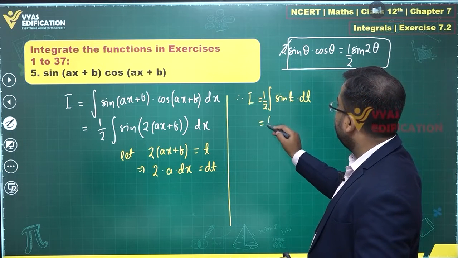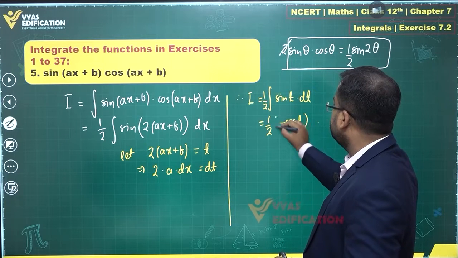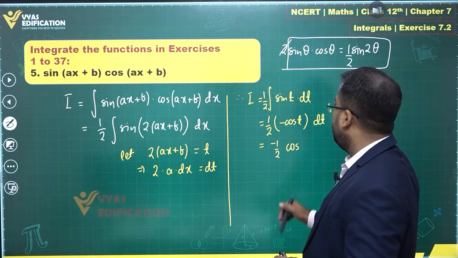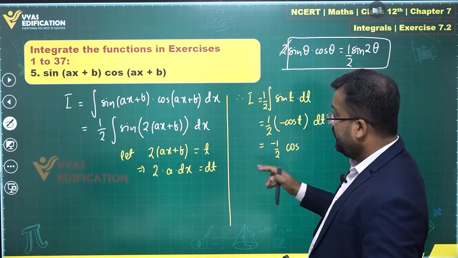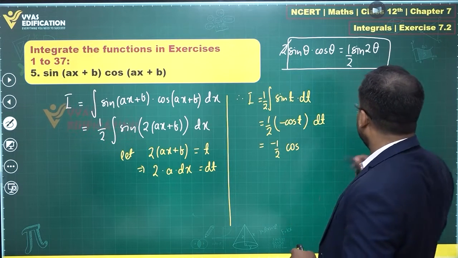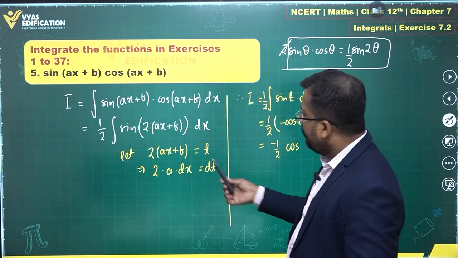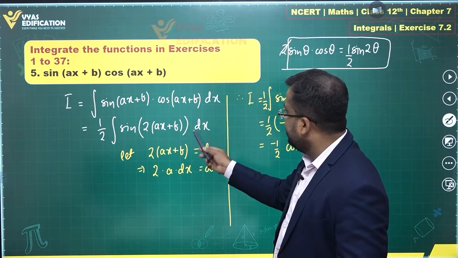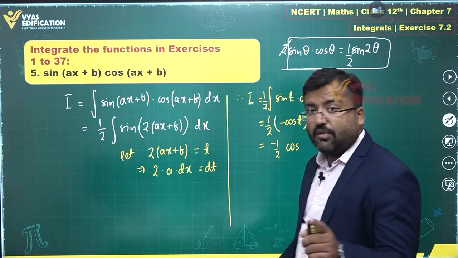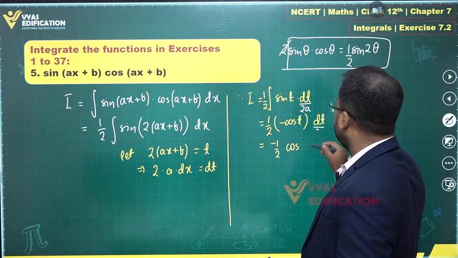Half remains as it is. Integral of sine t is minus cos t. Now this becomes minus 1 by 2 cos of that huge expression. Okay, there's just one issue. We missed out on one particular thing. Let's not miss out on things. Sine of t is okay, but dx is not directly dt. Dx is dt upon 2a. Remember that.